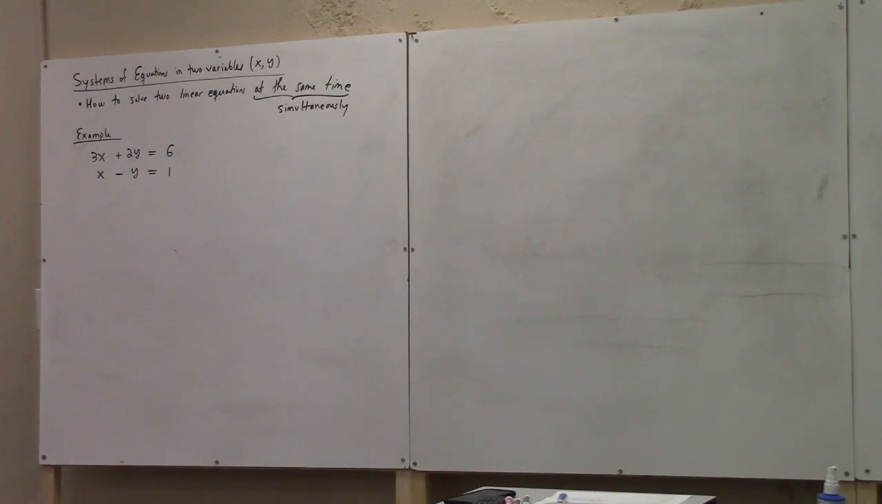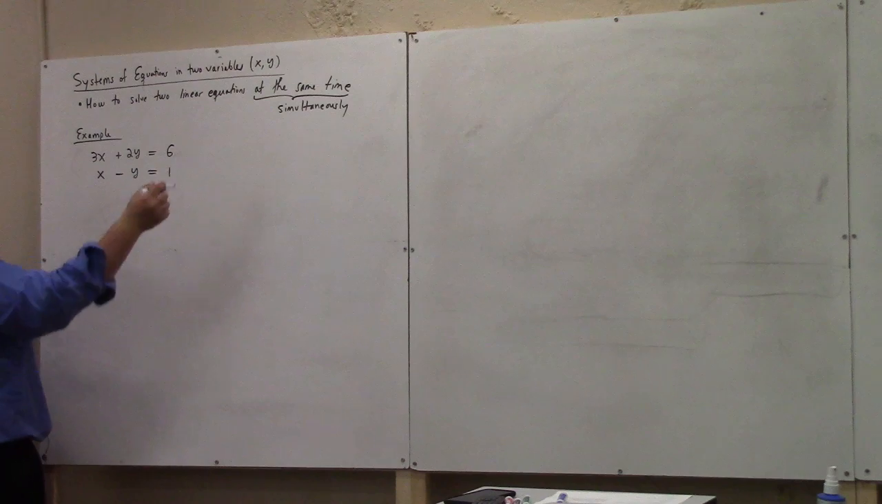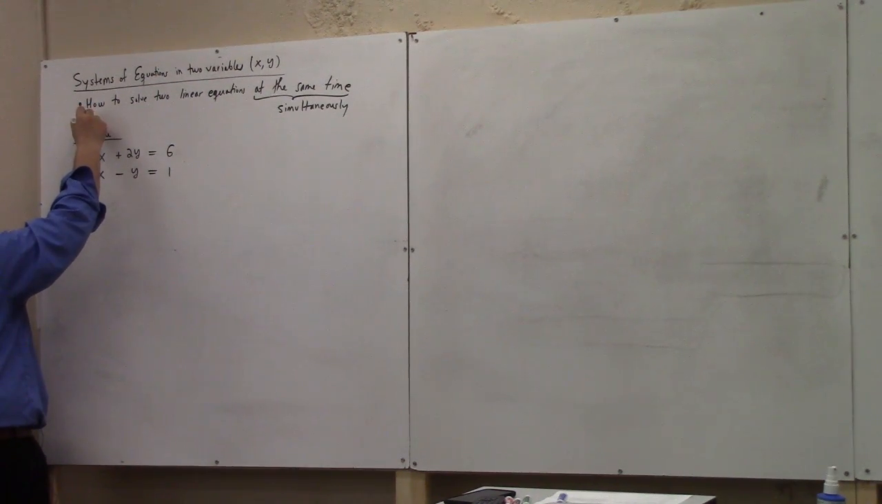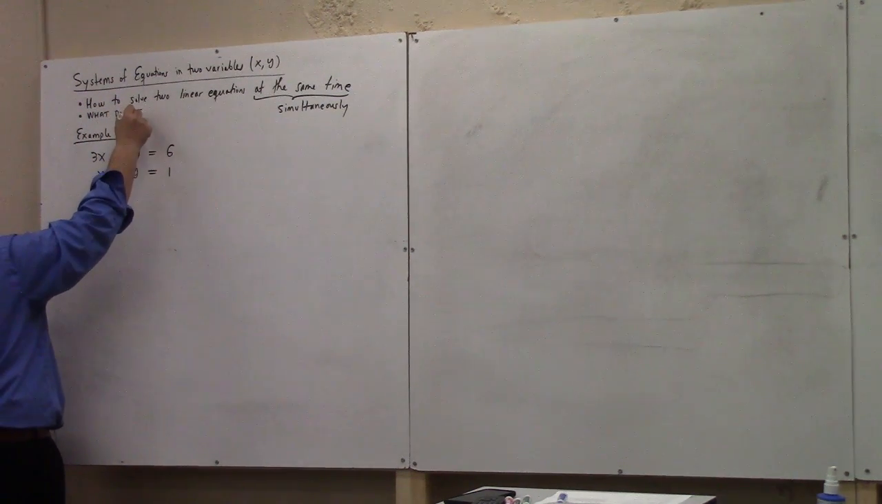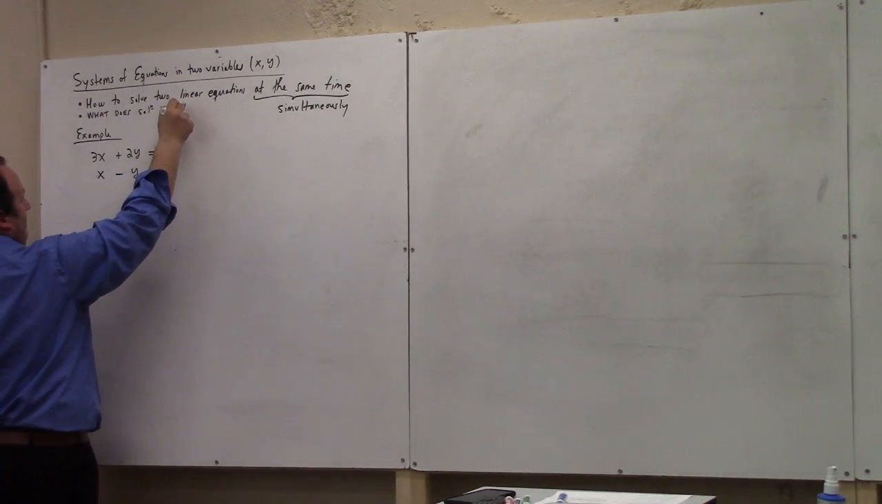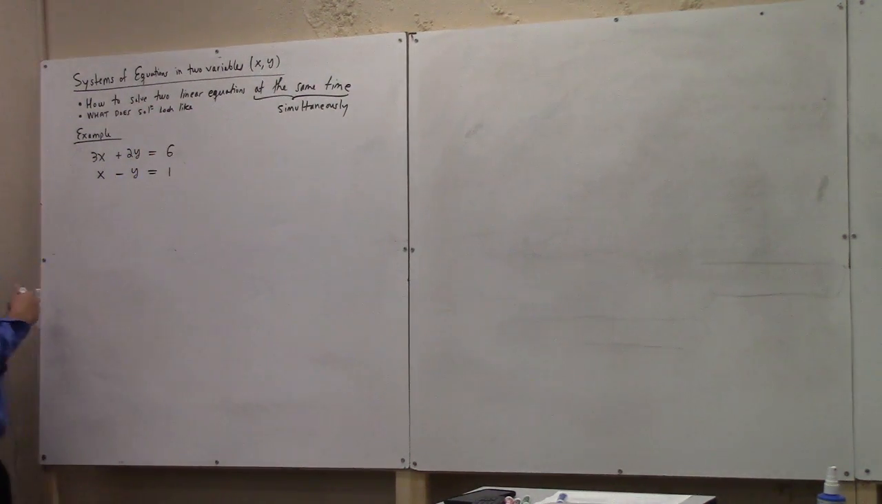I will add a second bullet point up here. How to solve two linear equations at the same time. My second bullet point I would add is, what does the solution look like? Or I might add a third bullet point: how can we visualize the solution? These are things we want to talk about.